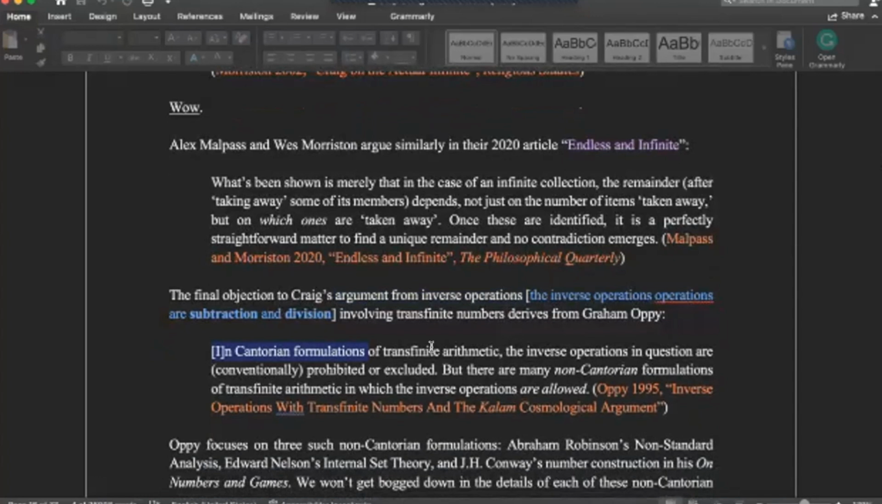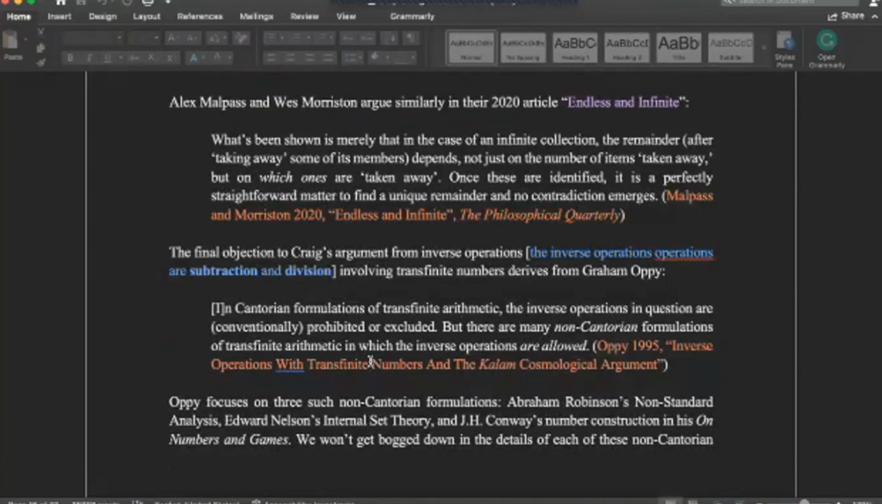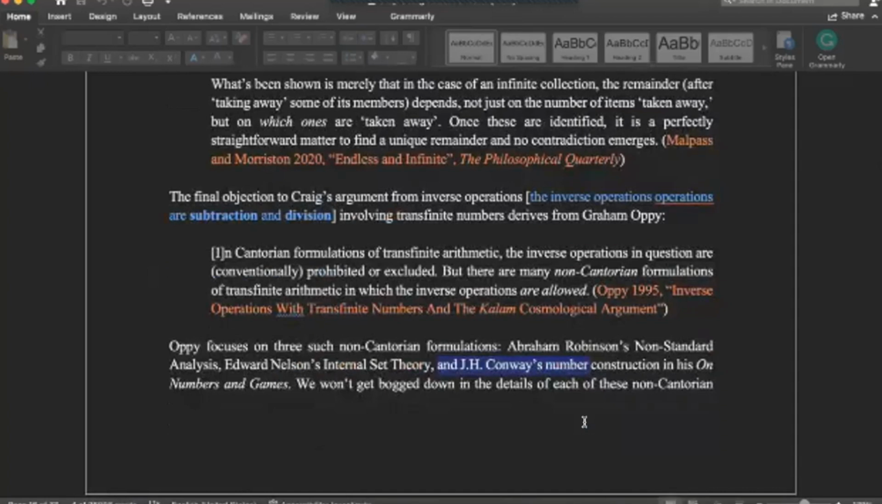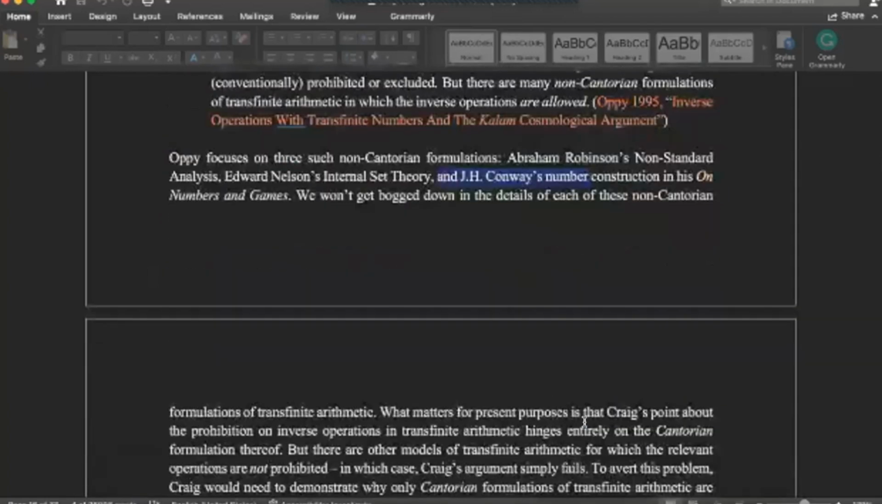Oppy writes that in Cantorian formulations of transfinite arithmetic, the inverse operations in question are conventionally prohibited or excluded. But there are many non-Cantorian formulations of transfinite arithmetic in which the inverse operations are allowed. Oppy focuses on three such non-Cantorian formulations: Abraham Robinson's non-standard analysis, Edward Nelson's internal set theory, and J.H. Conway's number construction in his book on numbers and games. Now, don't worry, we won't get bogged down in the details of each of these non-Cantorian formulations of transfinite arithmetic.